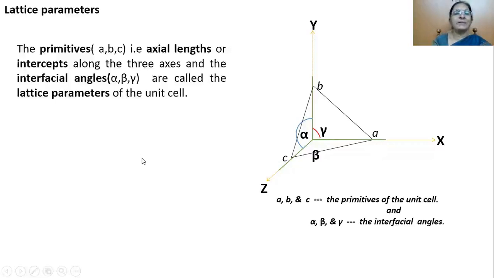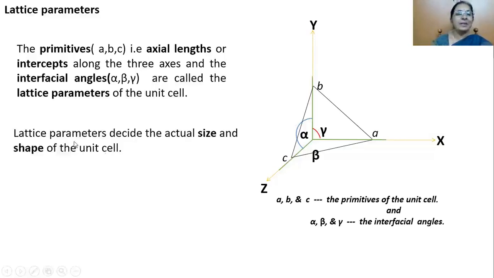So lattice parameters are the primitives. The other name for this is axial lengths. These lengths are intercepts along the three axes. And the interfacial angles alpha, beta, gamma, together are called the lattice parameters of the unit cell. So lattice parameters are the primitives and the interfacial angles. The primitives are nothing but the intercepts made by the given plane on three axes. Lattice parameters decide the actual size and shape of the unit cell.